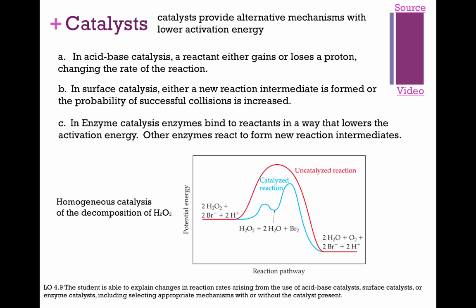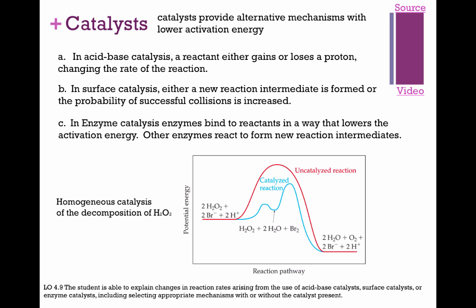And then, very last slide, catalysts provide alternative mechanisms to lower the activation energy, and there are different types of catalysis. There's acid-base, like if you think about acids and bases, a proton is transferred. In acid-base catalysis, a reactant will either gain a proton or lose a proton, and that changes the rate of reaction. In surface catalysis, something is formed on the surface of something, like platinum maybe, and that's when you can form a new intermediate. Because you're forming a new lower energy intermediate, it makes the reaction go faster.